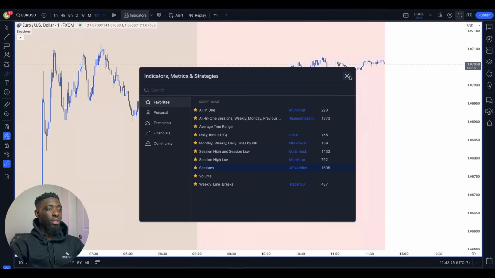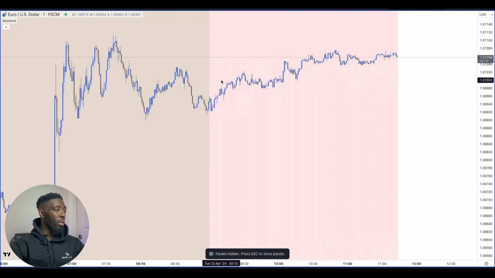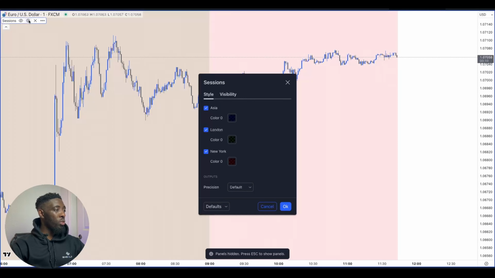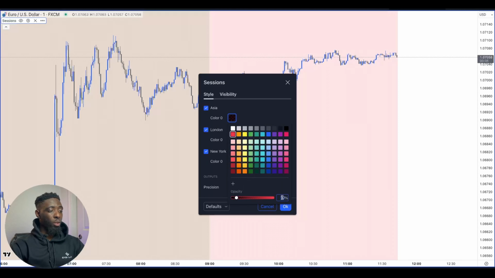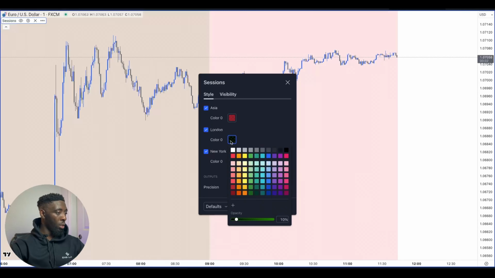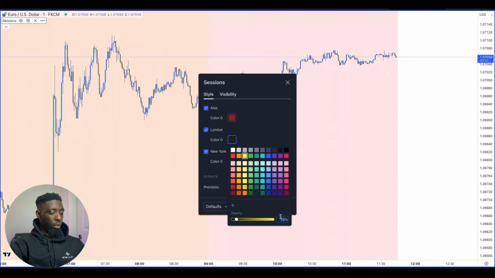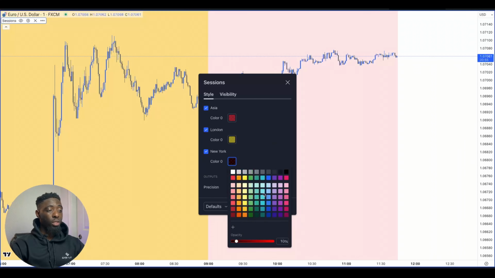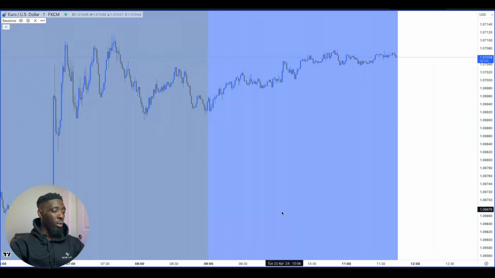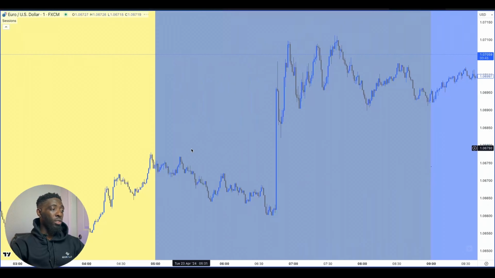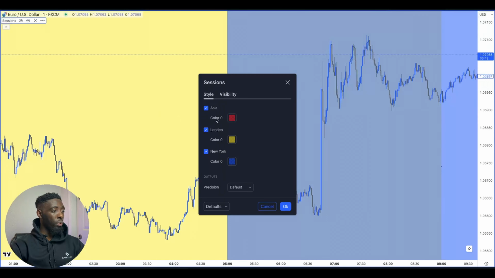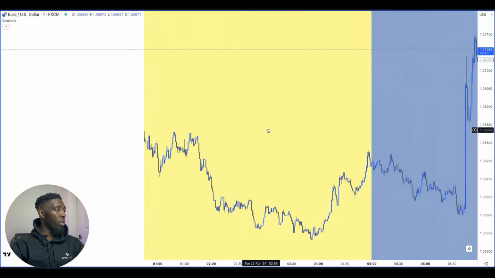So when you add this indicator on your chart, I'll make this big again. You want to customize this indicator, for example. For the Asian session, I'm going to use red. I'll put this on 55 just to make it visible. For the London session, I'll use yellow, and we'll give this 55 as well. And for the New York session, we can use blue, and we'll give this 55 as well. All right, cool. So you have all your sessions here: red 55 for the Asian session.